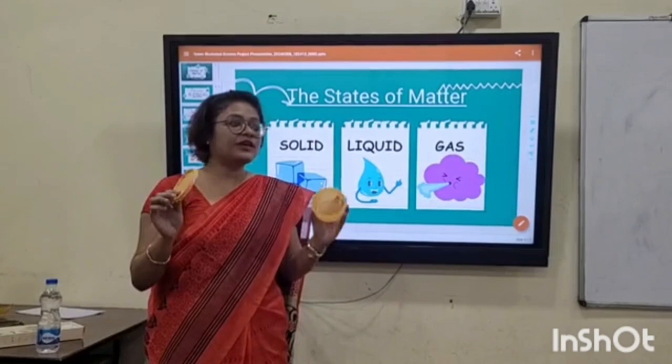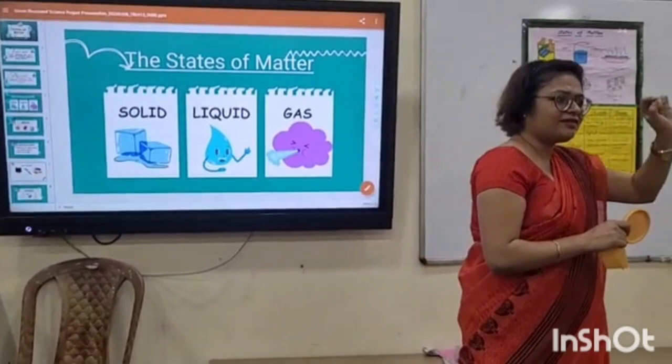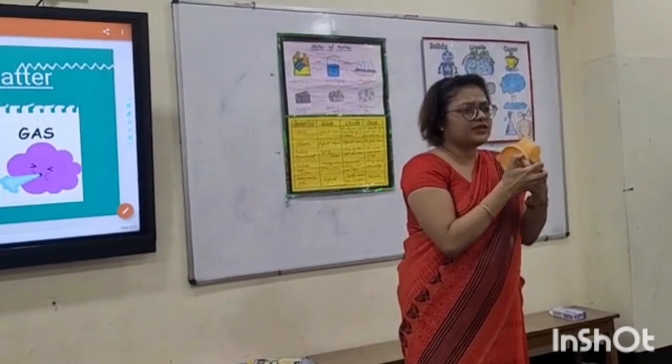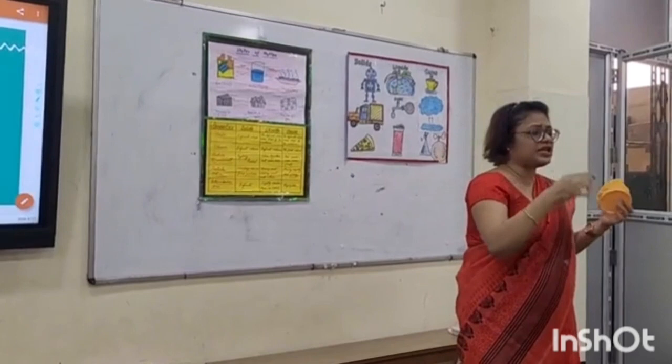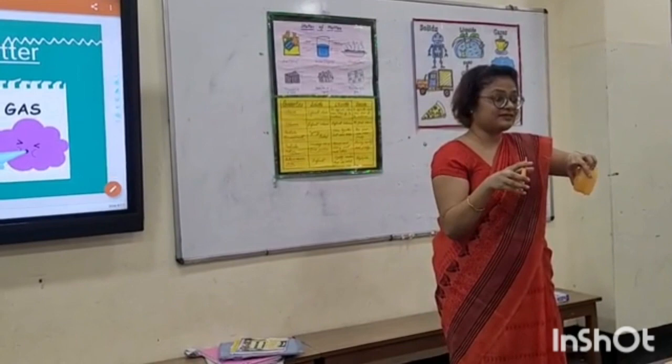Why? Because we can't change the shape because of the molecular structure. Molecular structure means small particles which we can't see through our eyes. That's our molecules. Okay. That molecular structure is interconnected with each other and their intermolecular attraction is very high. That's why we can't change the object without the external factor we are giving. Okay, that is a different question. We will come to that.